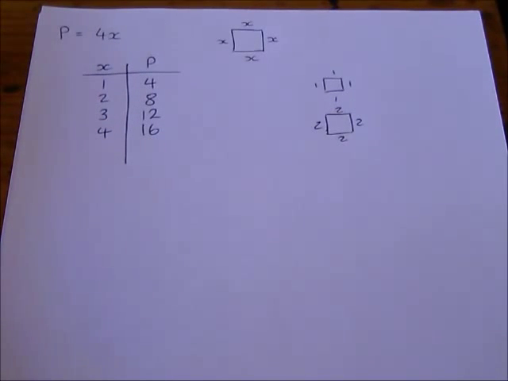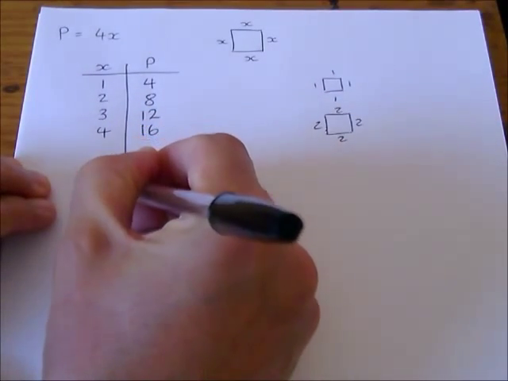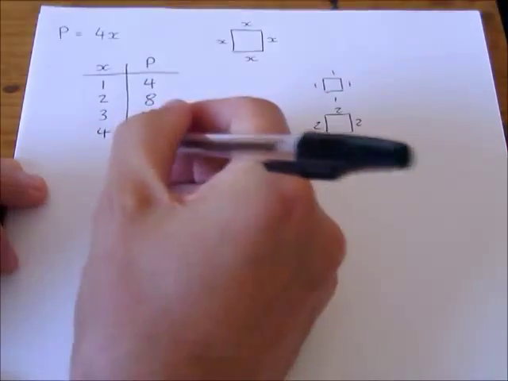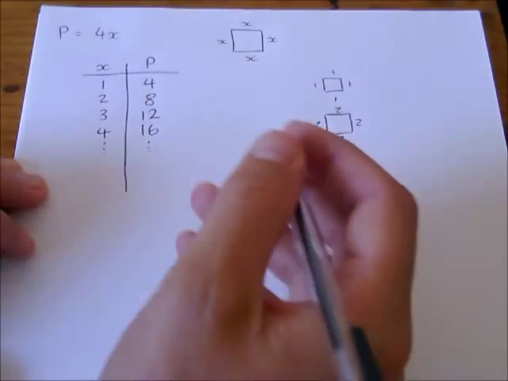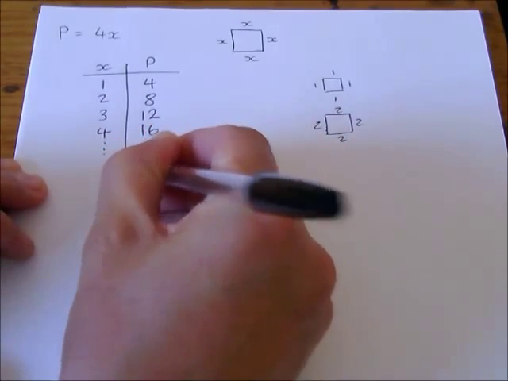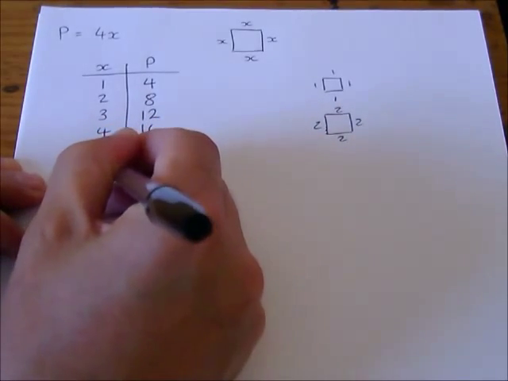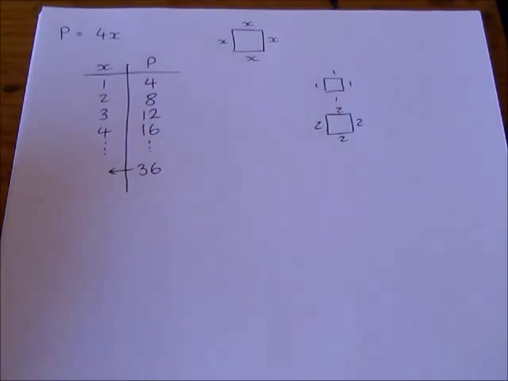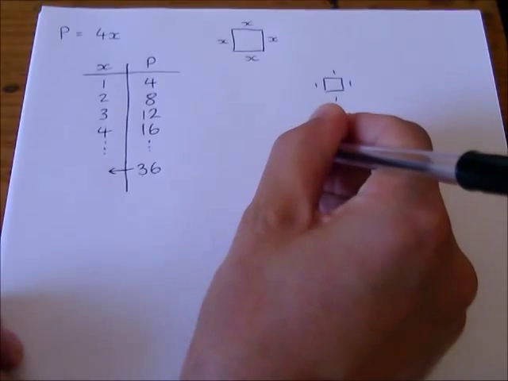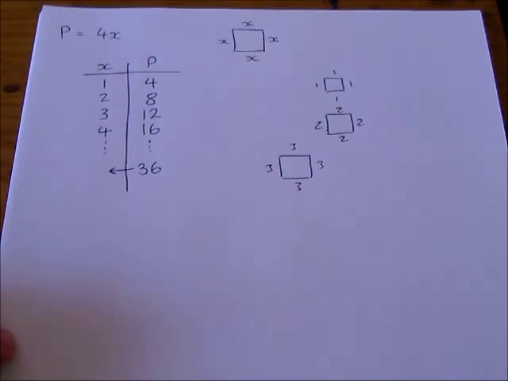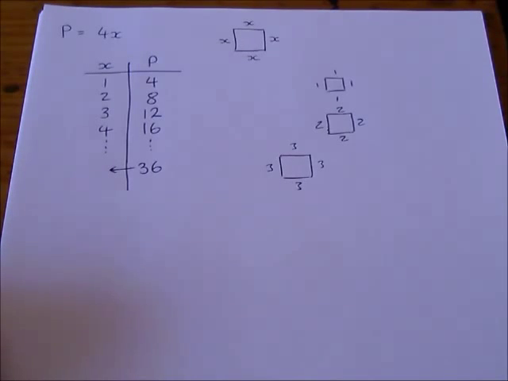Now, what I really want to know, in order to be able to change the subject of this formula, is if I were to carry on this list, and if I were to ask, okay, what square has got a perimeter of 36, how could I work backwards? How could I find out the size of the square that has a perimeter of 36? I could use trial and error. I could keep counting up, I could keep drawing these squares until I get to the point where it is, or I could try and be a bit more mathematical about it and work backwards.